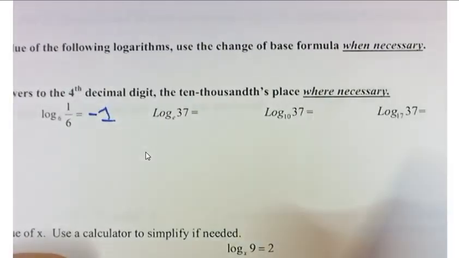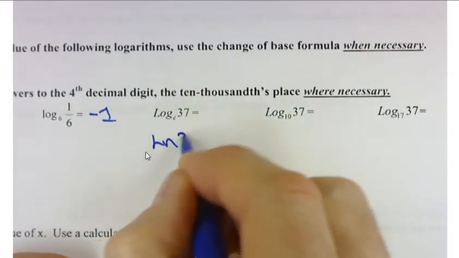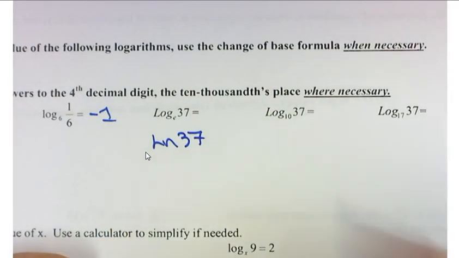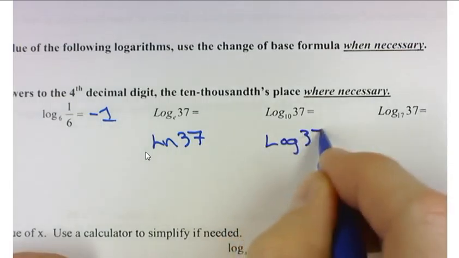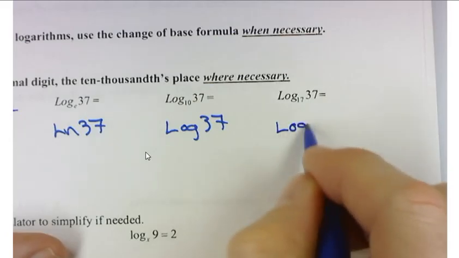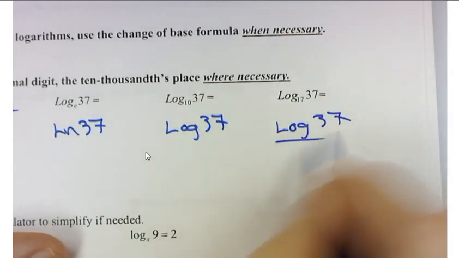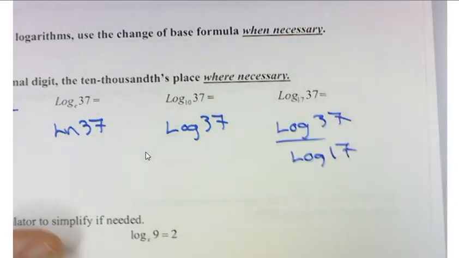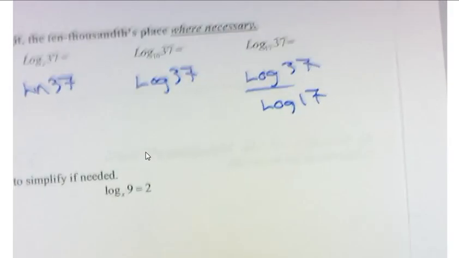-1. This one, take out your calculator and just do ln of 37. This one is just a regular log of 37. So you have keys for that one. This is the only one for which you would actually need to use that formula. Log of 37 divided by log of 17. Make sure you round your answers according to what the problem asks.